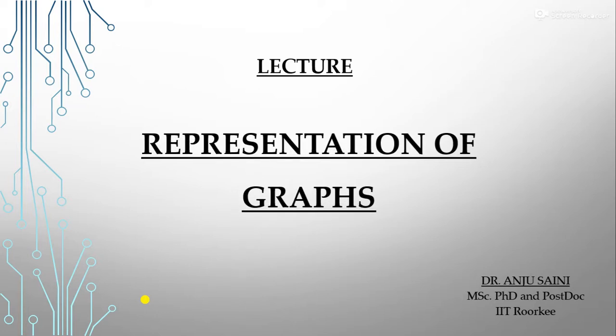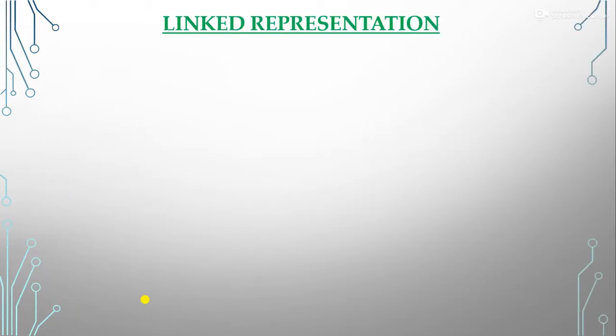So here we have some representations of the graphs. First one is the linked representation. We have two types of representation we will discuss here: linked representation and the matrix representation. So first of all, linked representation. So what is the linked representation?